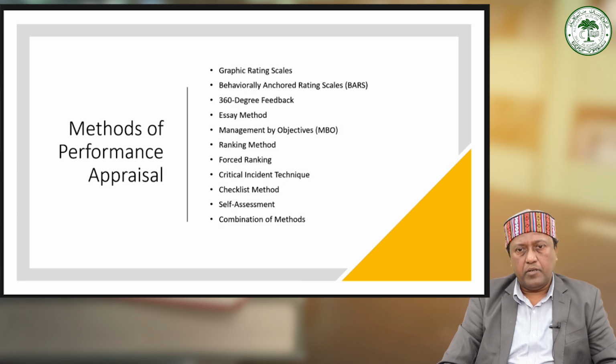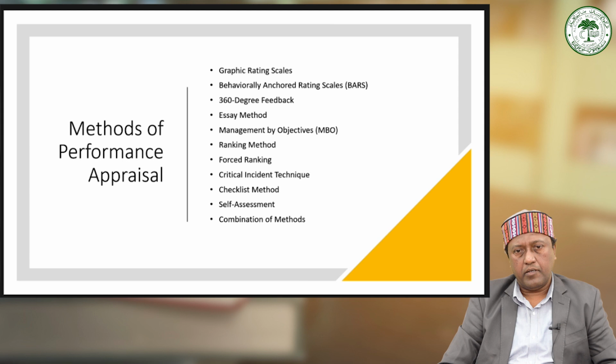Here the manager rates employees on each criterion and the scores are tallied to determine overall performance. An example can be simple: the manager rating each employee on a scale of 1 to 5 for each criterion, with 5 indicating excellent performance and 1 indicating poor performance.